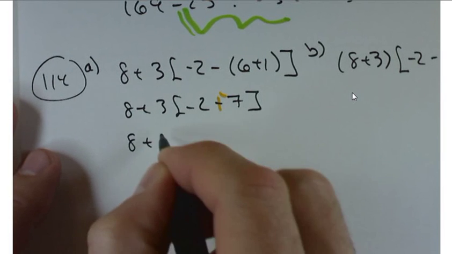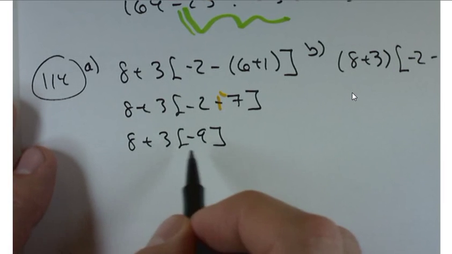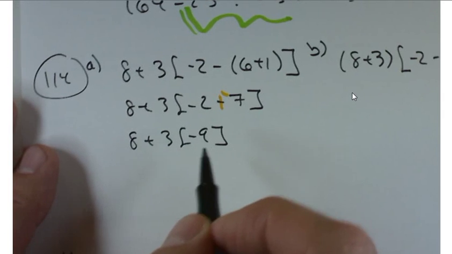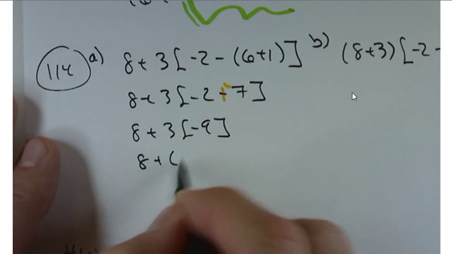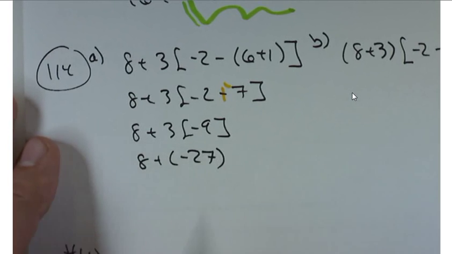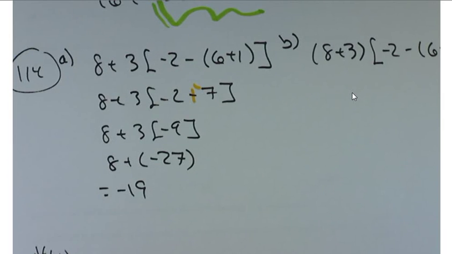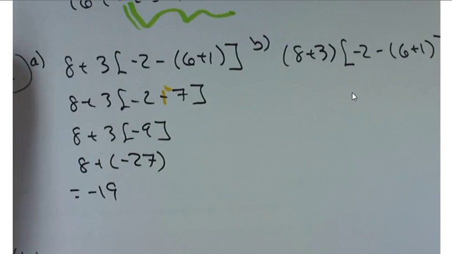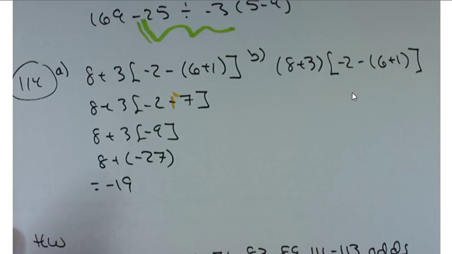So 8 plus 3 times negative 9. What comes first? Am I going to do the addition first or the multiplication first? Multiplication. Multiplication always comes before addition and subtraction. So 8 plus negative 27 is negative 19. For part B, we're going to speed things up a little bit, but are you okay with part A? How many people got negative 19 for part A? All right, looking good.